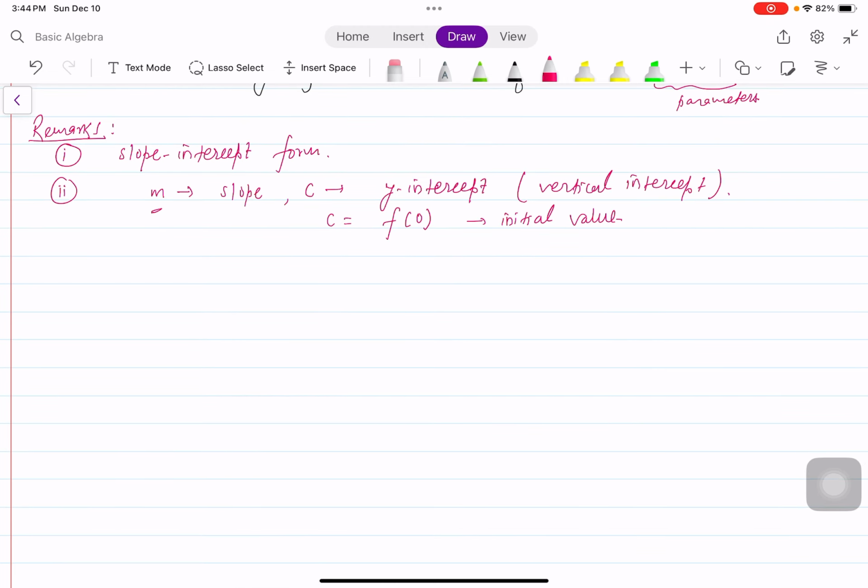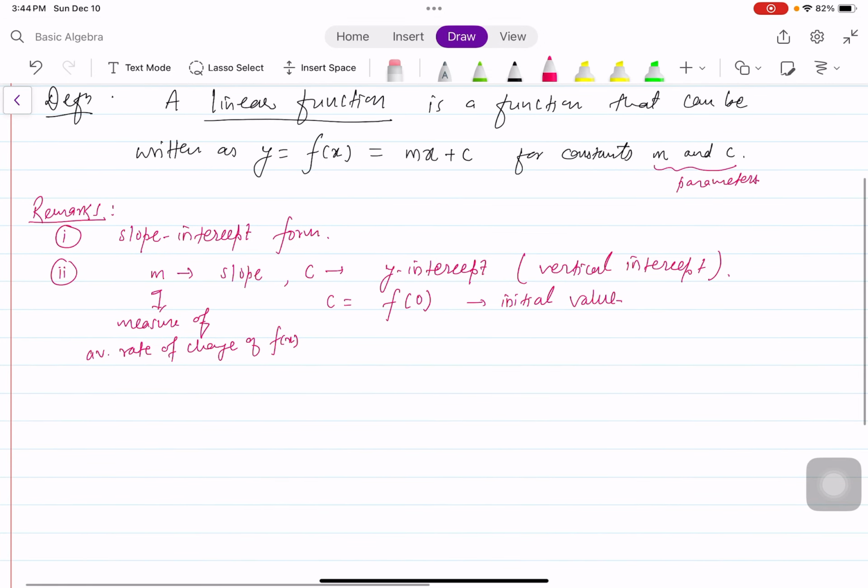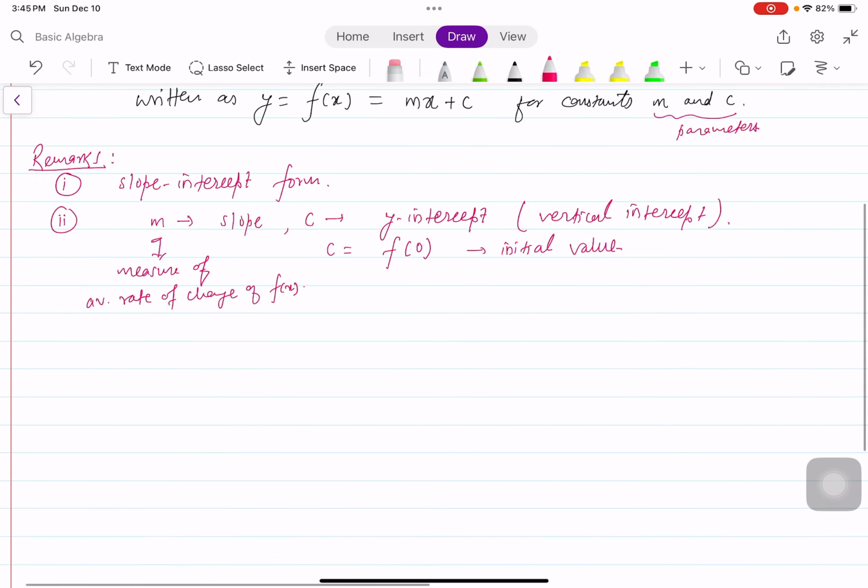And this slope is the measure of the average rate of change of f. Average rate of change of whatever quantity is represented by this function. m gives the average rate of change of f of x. Remember, in section 1.5 we discussed how to find average rate of change. Yes, it gives the same average rate of change.